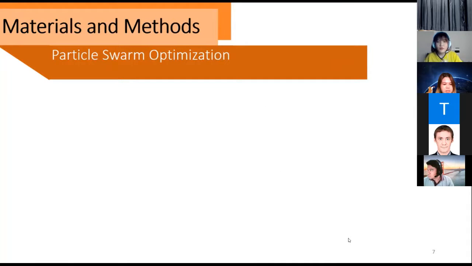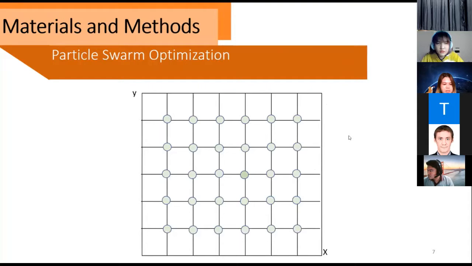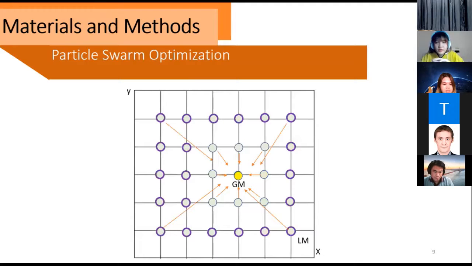Okay, let's move on to how the PSO works. I assume 30 particles on the grid, and I give the yellow particle the minimum value, which I call the global minima, and the other particles I call local minima. Then the particles know which one is the global minima. The local minima will move to the global minima, but the velocity of the local minima depends on distance.